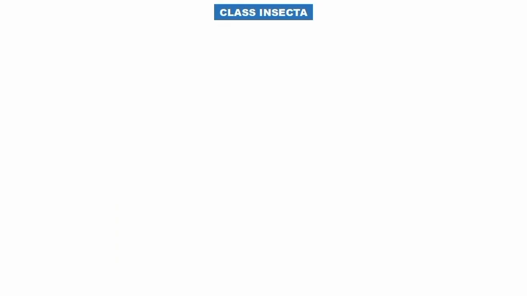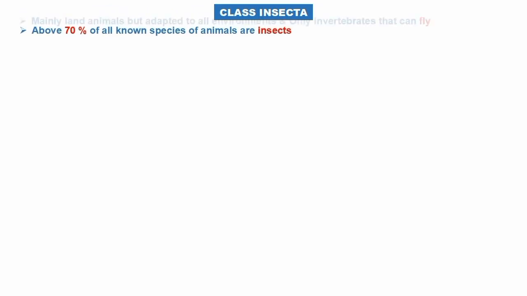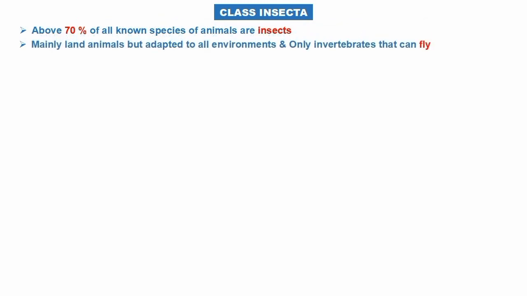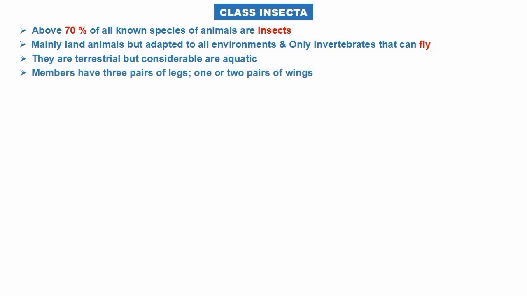Next, we'll talk about class Insecta. Above 70% of all known species of animals are insects. Mainly they are land animals but adapted to all environments, and they are the only invertebrates that can fly. They are terrestrial, but some are considered aquatic. Members have 3 pairs of legs and 1 or 2 pairs of wings.